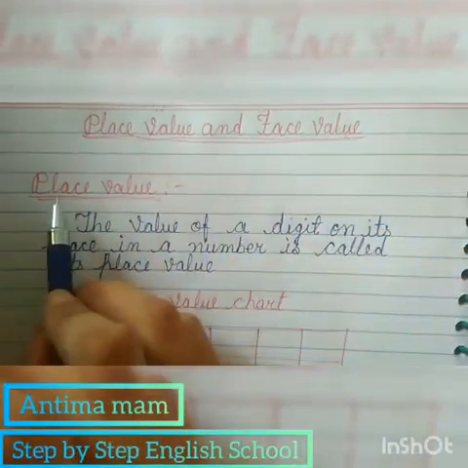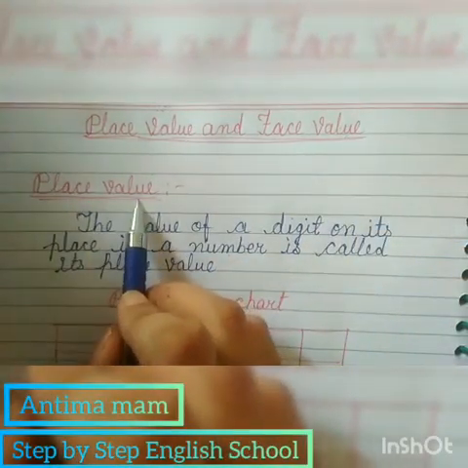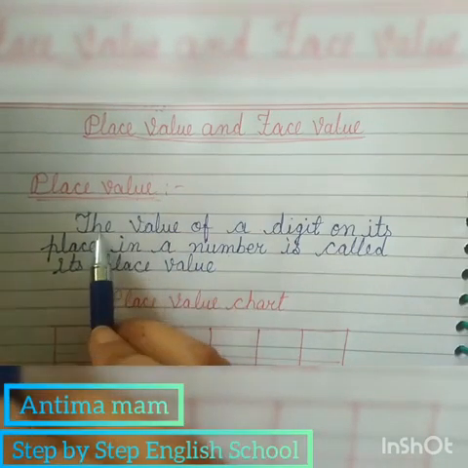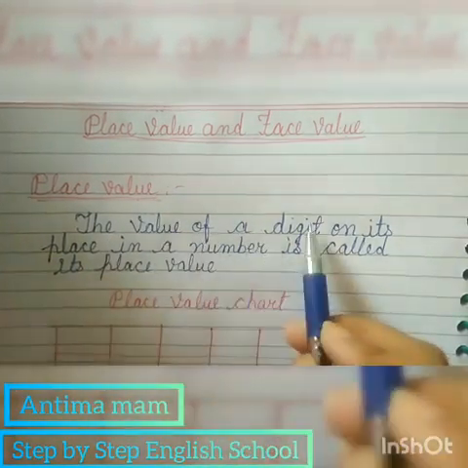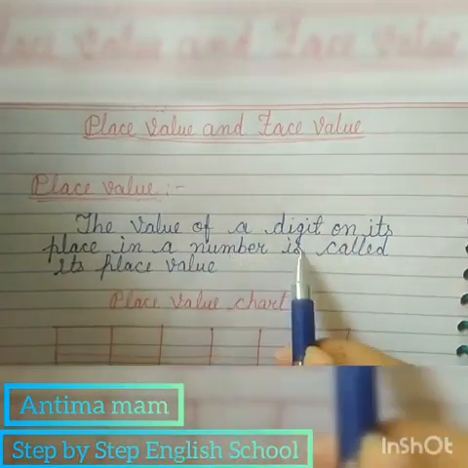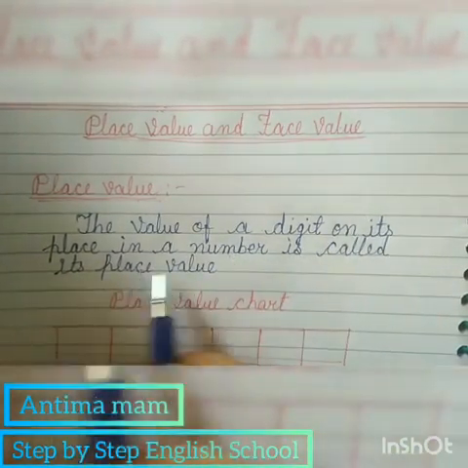First of all, we talk about place value. What is place value? Definition of place value: the value of a digit on its place in a number is called its place value.